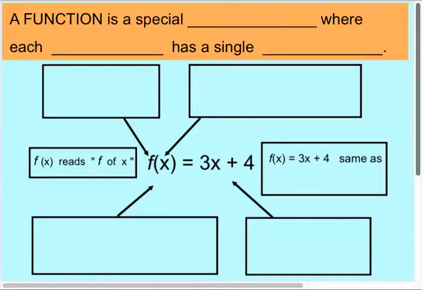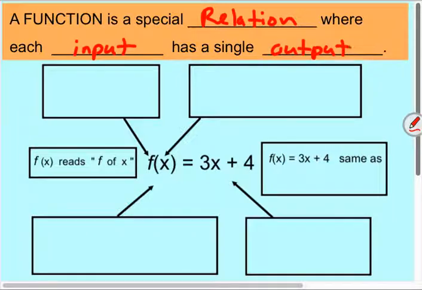On to a function. A function is a special relation, where each value, or each input, has a single output. Now what do we mean by that? Well, you're inputting your x values, and your x value maps onto your y value. Your y value is your output. Okay?